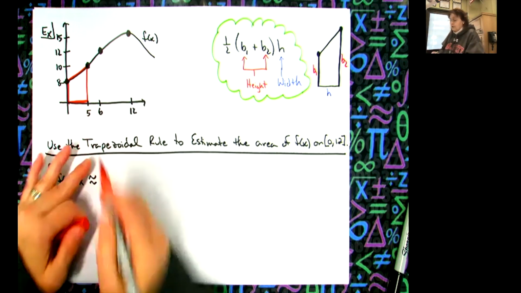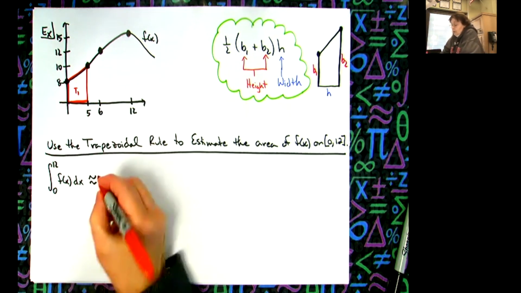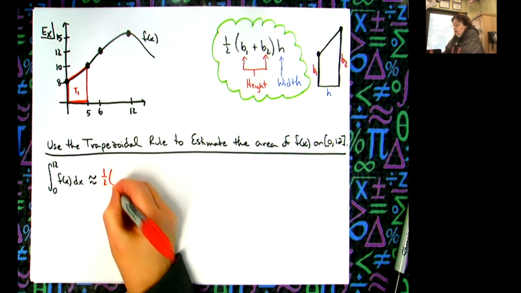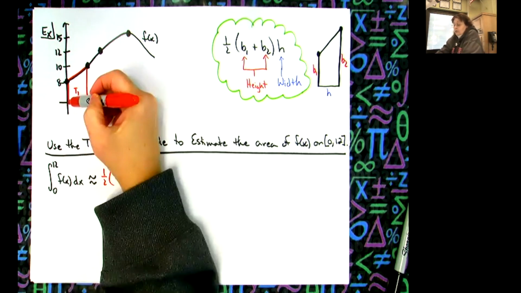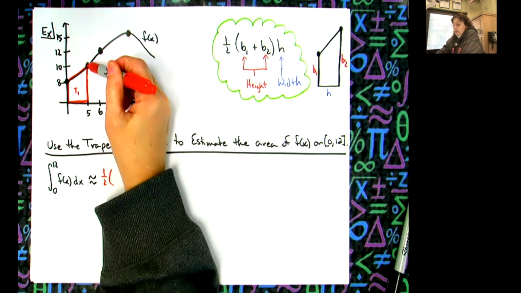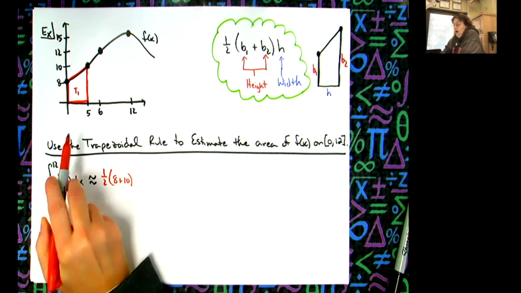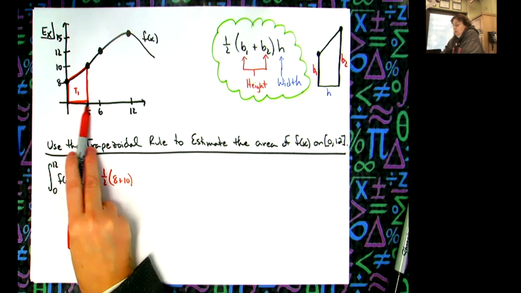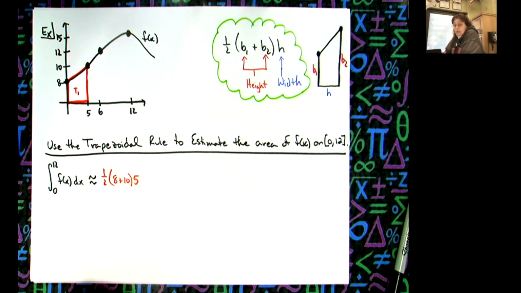That's my first trapezoid. I'm going to color code this. So this is my first trapezoid. Every one of these has 1/2. Now I need the sum of the heights. This one goes up to 8. This one goes up to 10. So 8 plus 10. And then how wide? What's the width of it? It's a width of 5. So that's my first trapezoid.